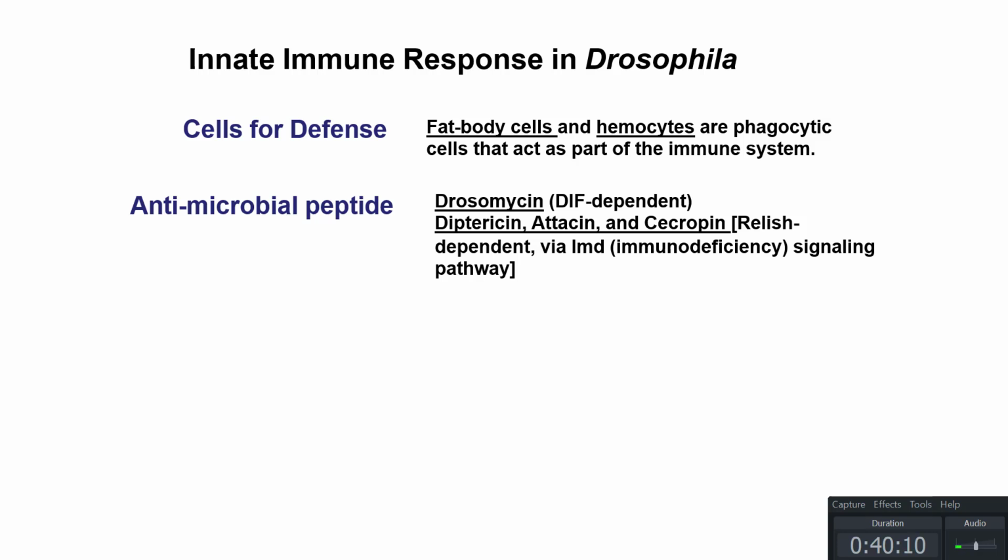So if you see the innate immune response in Drosophila, the cells for defense are the fat body cells as well as hemocytes, which are the phagocytic cells that can engulf any bacteria or any pathogen and act as part of the immune system. And the antimicrobial peptides there are drosomycin, which is Dif dependent, and diptericin, attacin, and cecropin, which are Relish dependent via IMD, which is called the immunodeficiency signaling pathway.